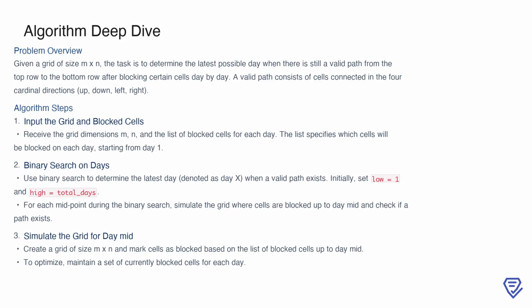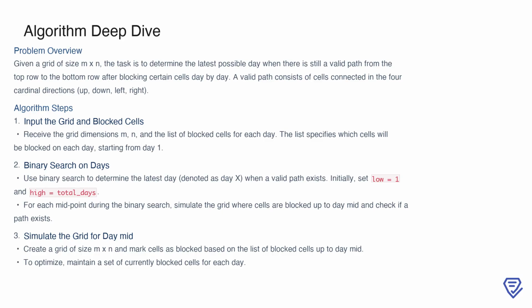The path must consist of cells connected in the four cardinal directions: up, down, left, and right. The process begins by taking the grid dimensions, m and n, along with a list that specifies which cells are blocked for every day. With this information, we employ binary search to narrow down the day when the last valid path exists. Initially, we set our search range from day 1 to the total number of days.